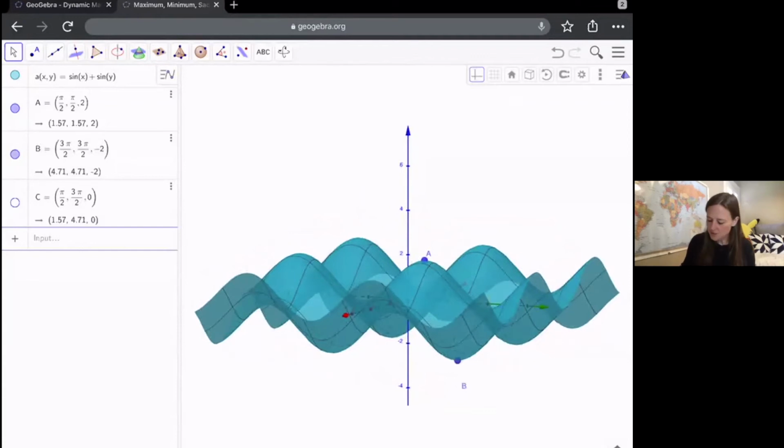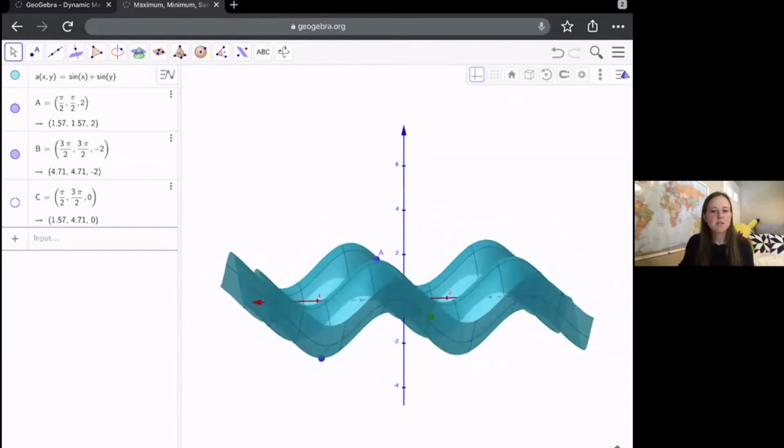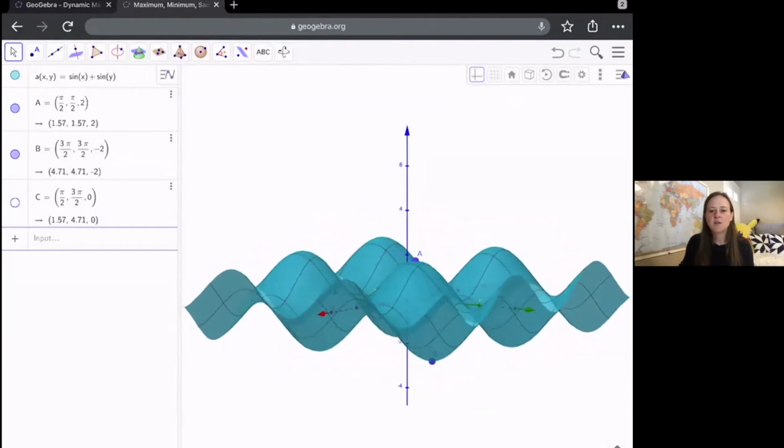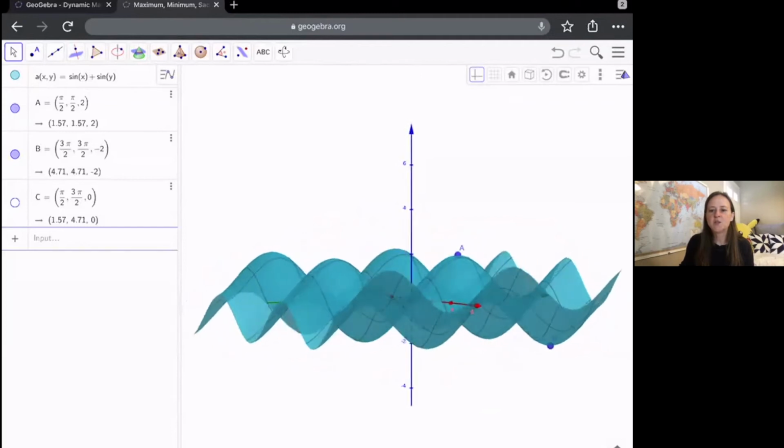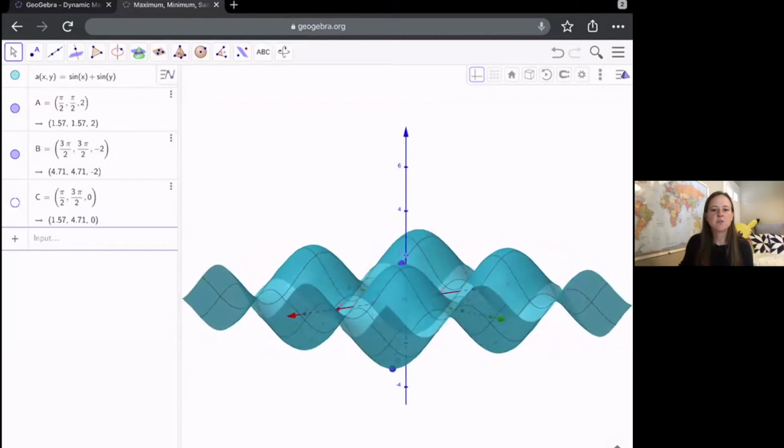Point B is going to be kind of the opposite, hanging down below. That's the lowest z coordinate that you're going to find in its neighborhood. And no matter which way I turn this, it looks like it's a minimum z coordinate. Right? So those are our straightforward points.